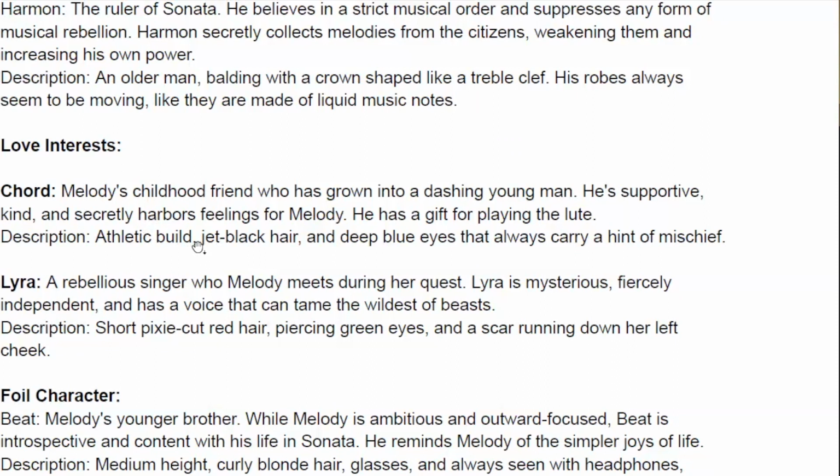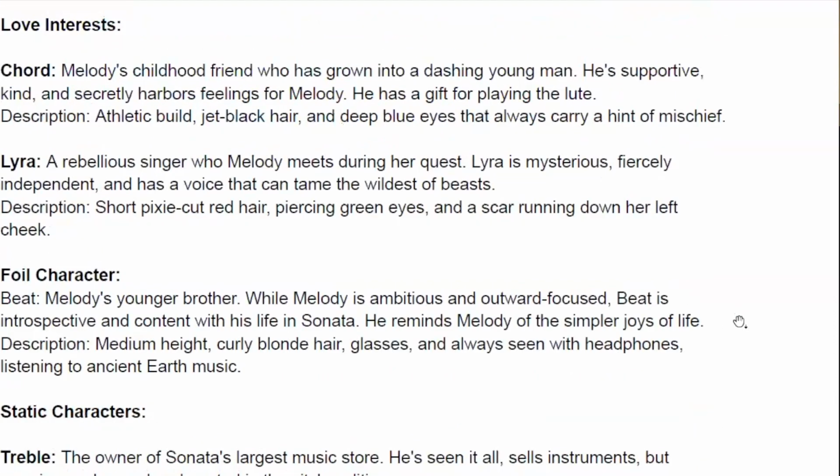And they look very cliche too, right? Cord has an athletic build, so he's got muscles. He's got jet black hair, deep blue eyes that carry a hint of mischief. Basically, he just looks like a very normal guy with blue eyes. And then Lyra has short pixie cut red hair, so she's different. She looks strange. How many people do we know that actually have red hair? Probably not many. Red hair, green eyes, so she's got red and green. She kind of looks like Christmas, right? And she has a scar running down her left cheek. So right here, she's got a big scar. For the love interest, that is as much as they tell you for now, right?